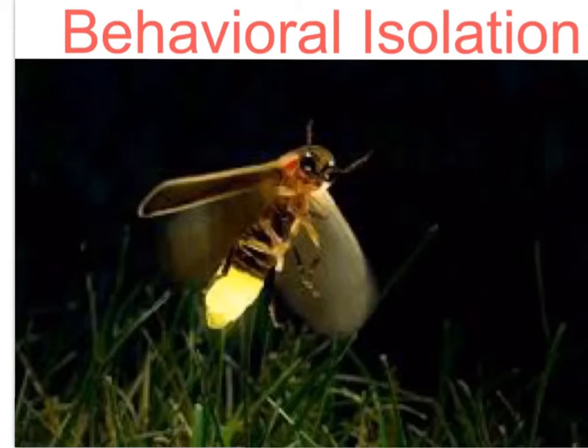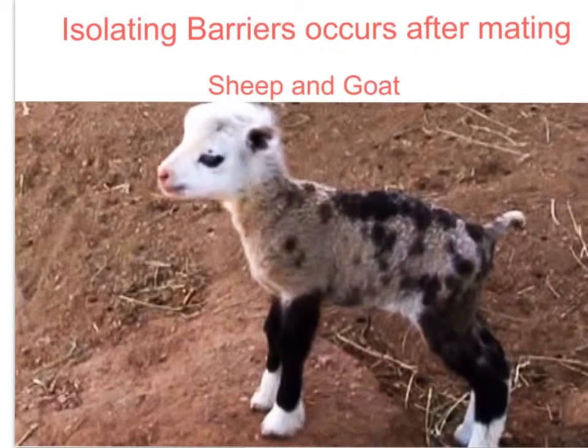Now, let's look at behavioral isolation. For instance, fireflies have different mating rituals. A certain species of fireflies signal to their female counterparts by flashing their lights in a specific pattern. Females will only respond to the signals flashed by their own species, preventing them from mating with any closely related species.